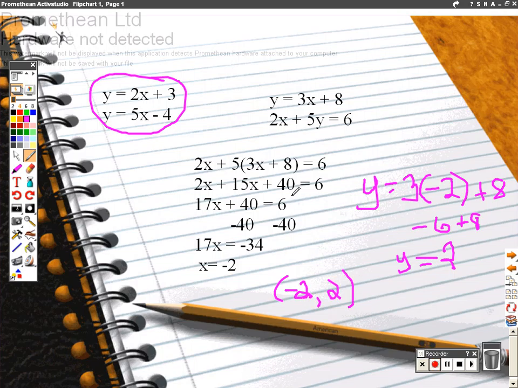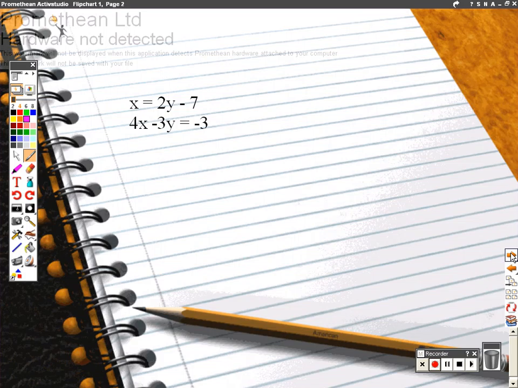Just for good measure, I'm going to double check. 2 times negative 2 is negative 4. 5 times positive 2 is 10. Negative 4 plus 10 is positive 6. So it works for both equations. Let's take a look at another one.